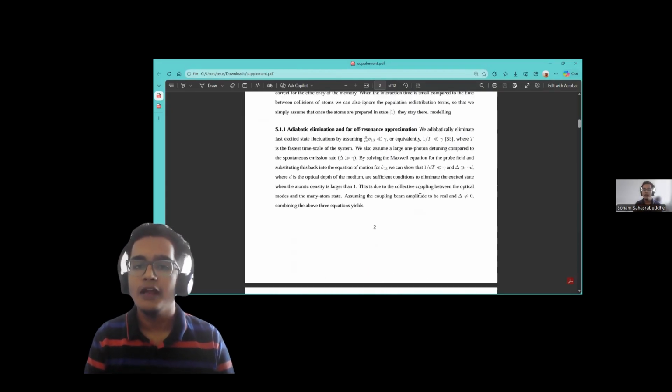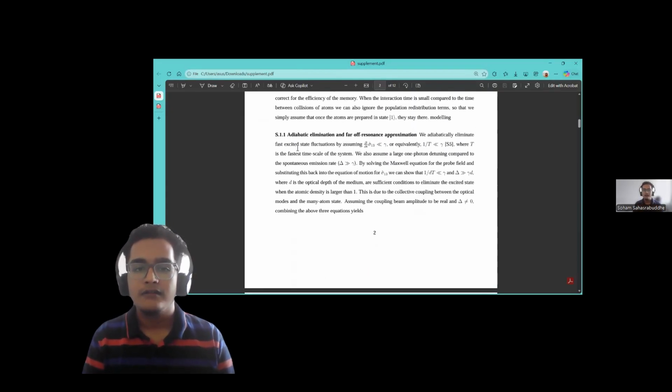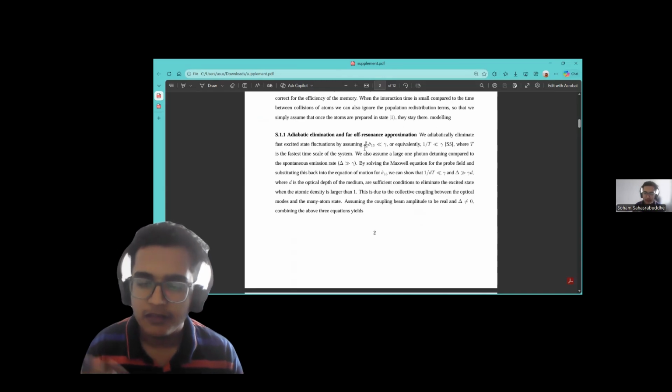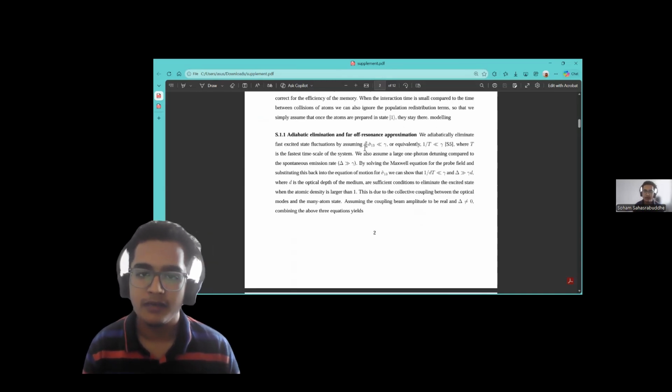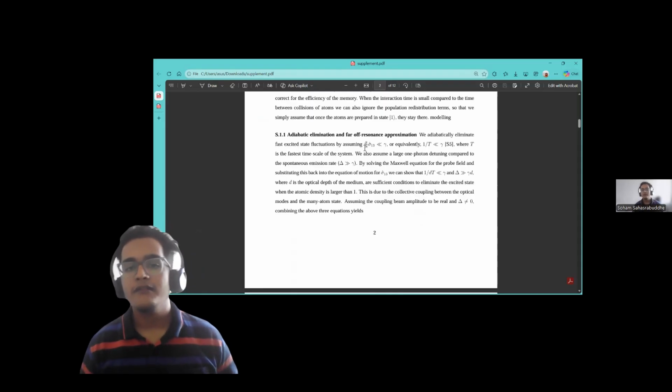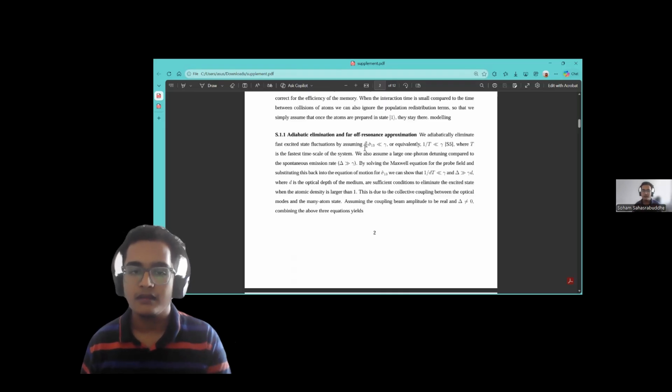So how do we do that is, we can assume that the sigma 1 3 oscillations are smaller than the decoherence gamma, and we just drop that term, and the time scale of the system is very much greater than 1 by gamma, which is the decoherence. We also assume that the one-photon detuning is a really great number compared to the spontaneous emission rate.